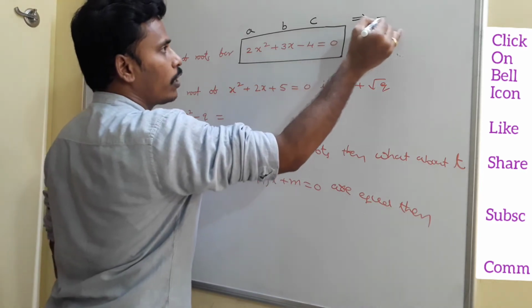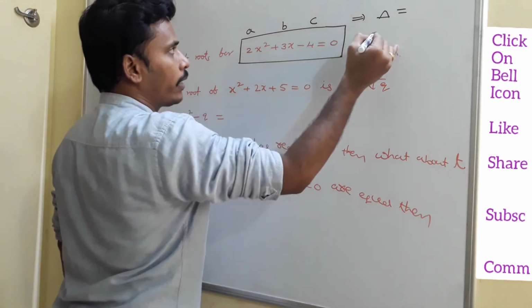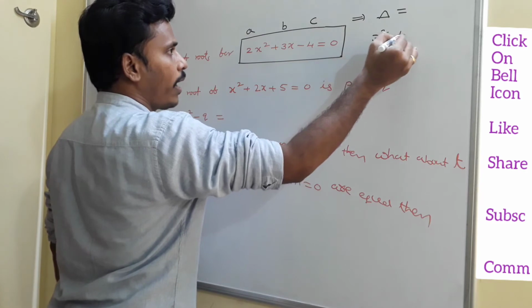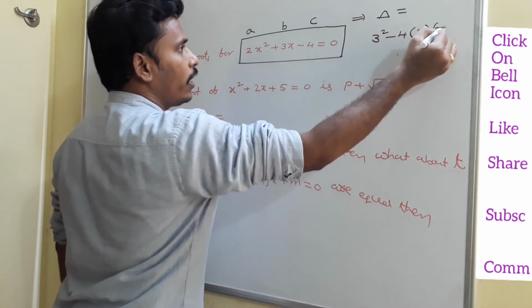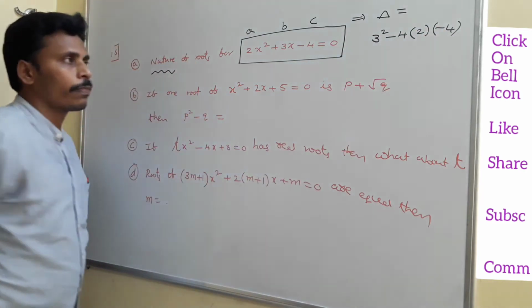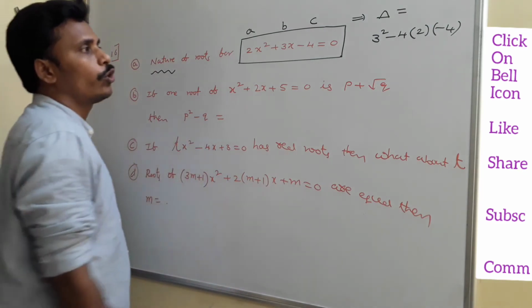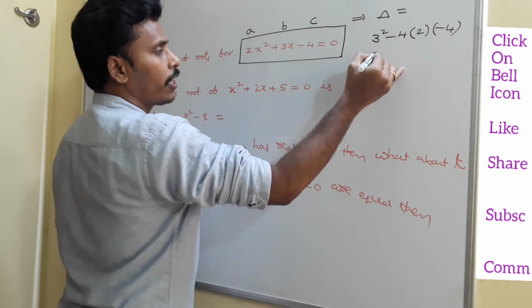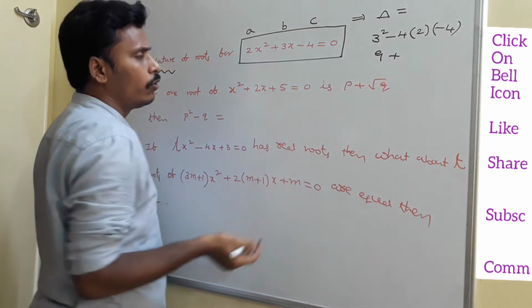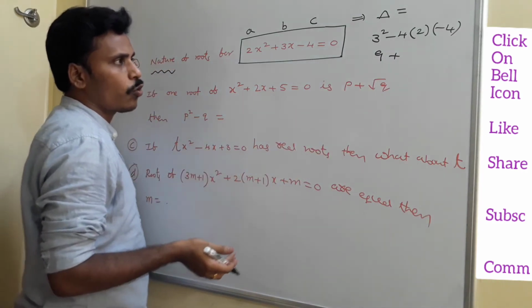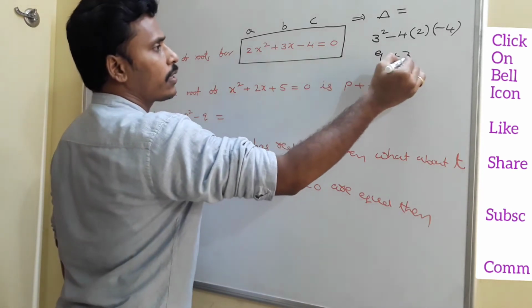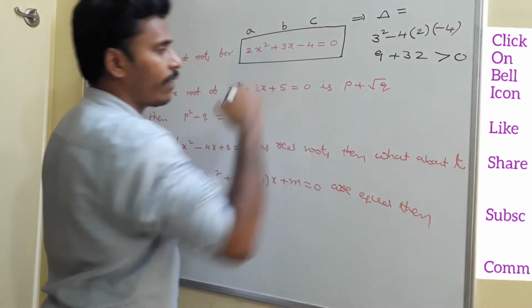Then from there you just find the value of delta. Delta is b square minus 4ac, which is 3 square minus 4 into 2 into minus 4. On simplification, we don't need the exact value; it is enough if it is positive or negative. Right? 9 plus 32, and that value is greater than 0.